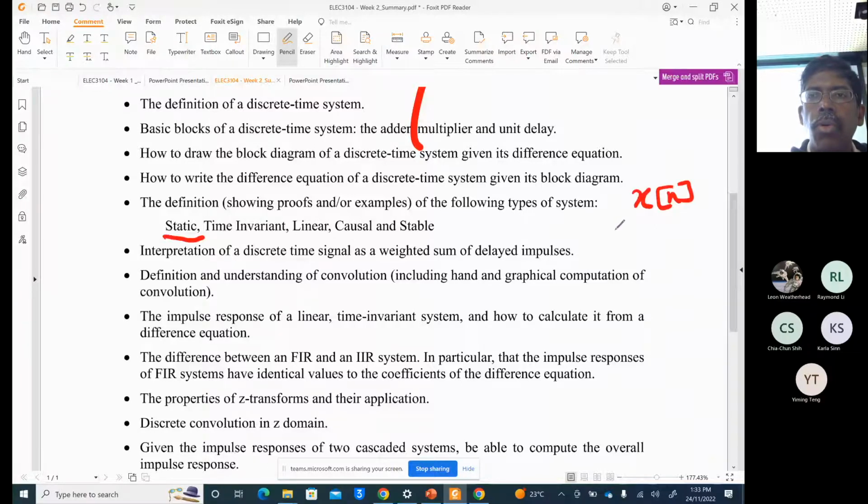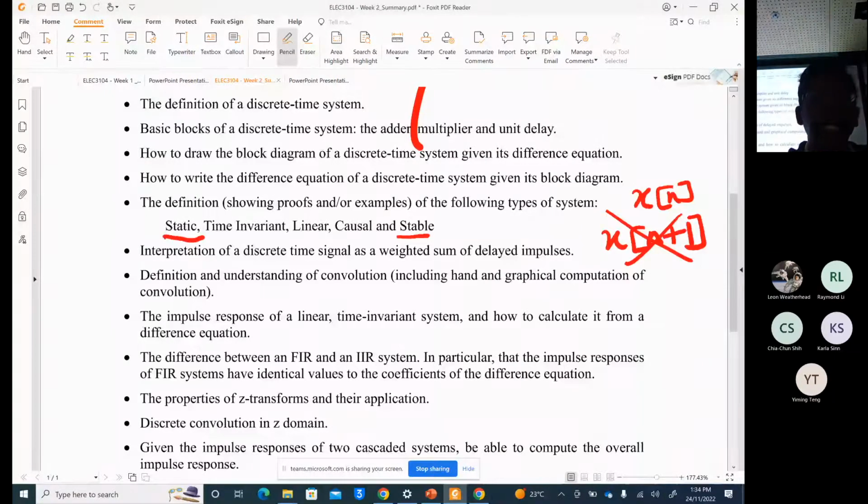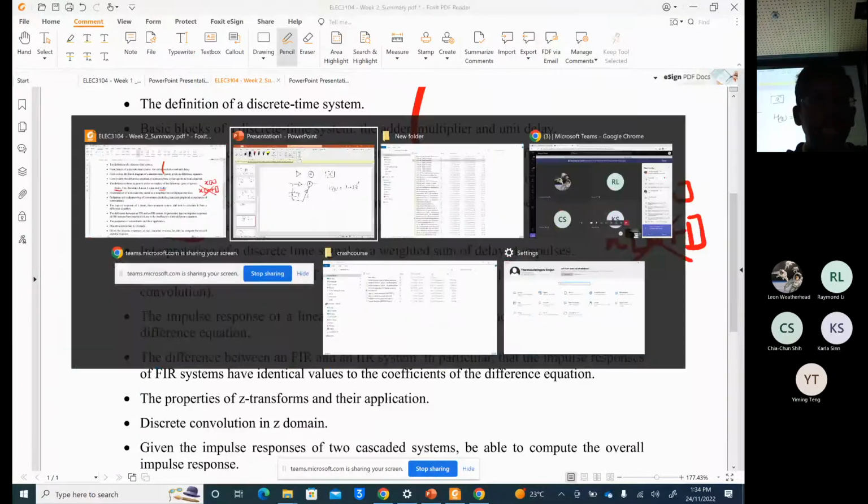Causal. For a causal system, you should not have any future signals. So it has to be present and past. And stable, so stability, the impulse response has to decay. Later on you will study that all the poles have to be within the unit circle, and that ensures the stability.